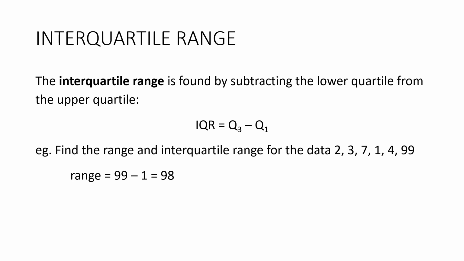Now let's work out the interquartile range. So put the data in order. Crossing off from either side, we have two middles. So the median is 3.5. Looking at the lower half, the lower quartile is 2, and the upper half, the upper quartile is 7. So our interquartile range is 7 take away 2, which is 5. Have a look here. The range is affected by that outlier of 99, but the interquartile range is not.